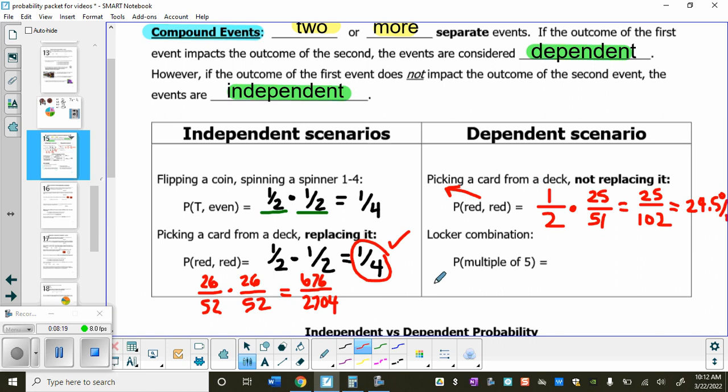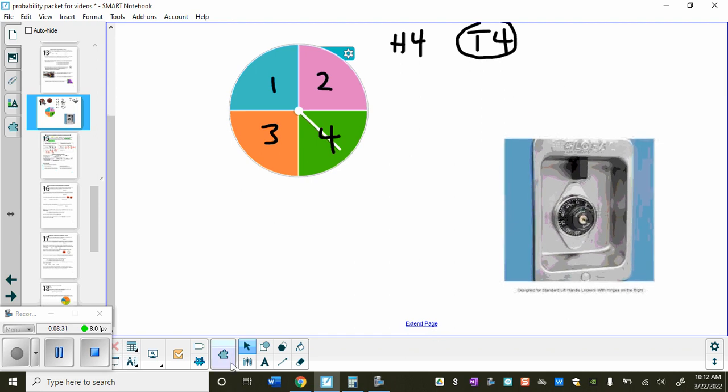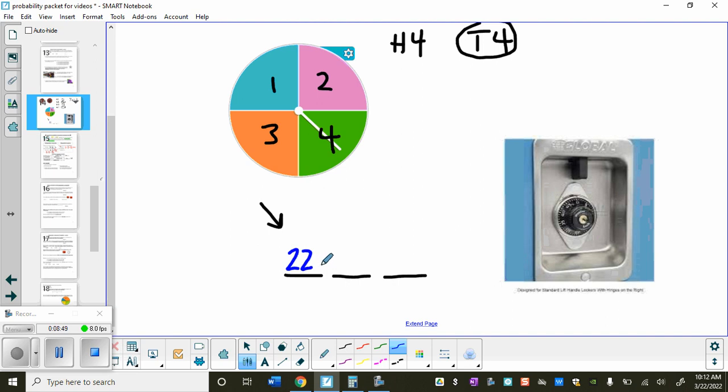Now, another dependent scenario is locker combinations. The reason they are dependent, and that's what I have this picture over here for, is that locker combinations are comprised of 3 numbers. And whatever number you get for this first spot, locker combinations never have the same number repeating back to back. So if this number in your locker combination was a 22, this number will not be a 22.